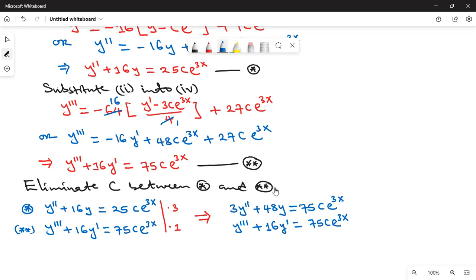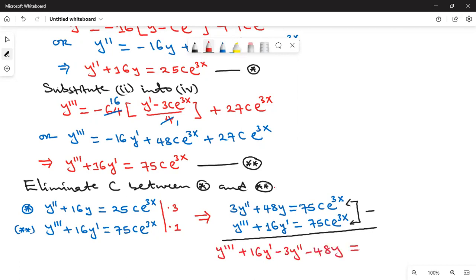So now I can subtract the two, subtract these two to get rid of c. When you subtract, what do we get? We are going to get y third prime plus 16y prime minus 3y double prime minus 48y is equal to 0. So this is the required ODE.